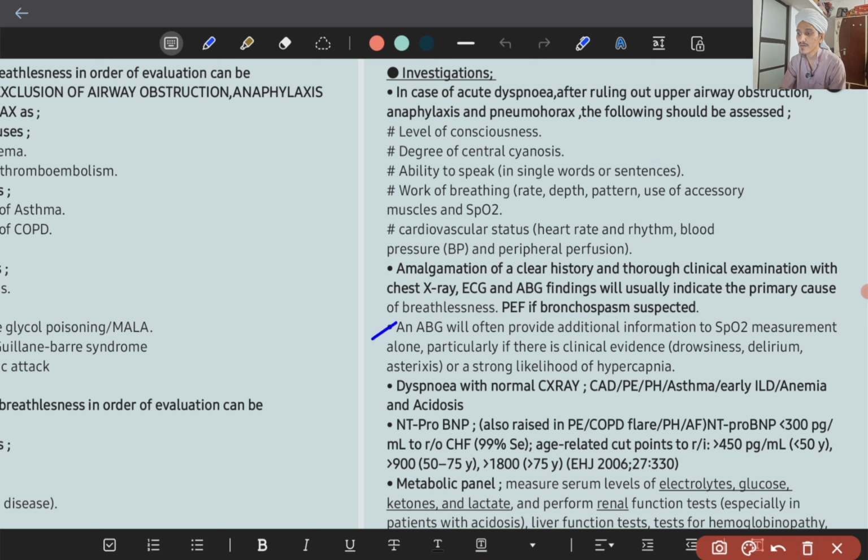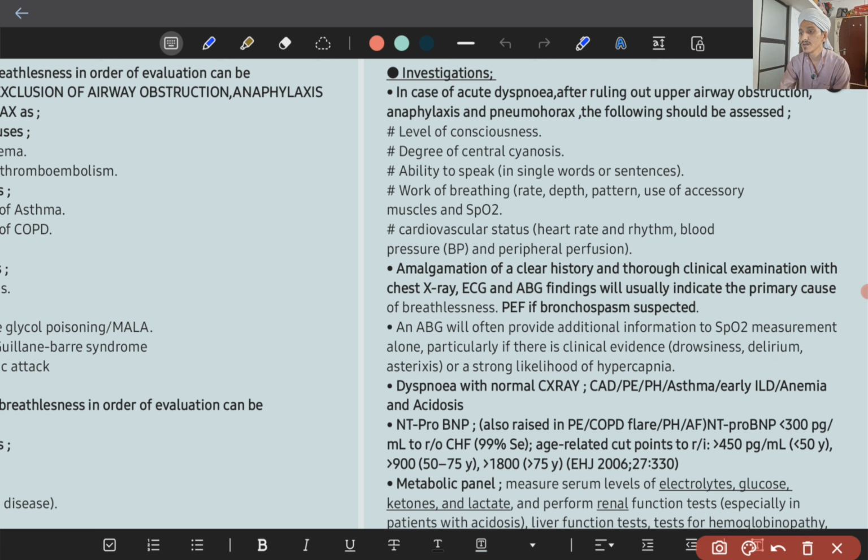And ABG will often provide additional information to SpO2 measurement alone, particularly if there is clinical evidence of drowsiness, delirium, asterixis. These are all indicating the patient is going in type 2 respiratory failure or a strong likelihood of hypercapnia.